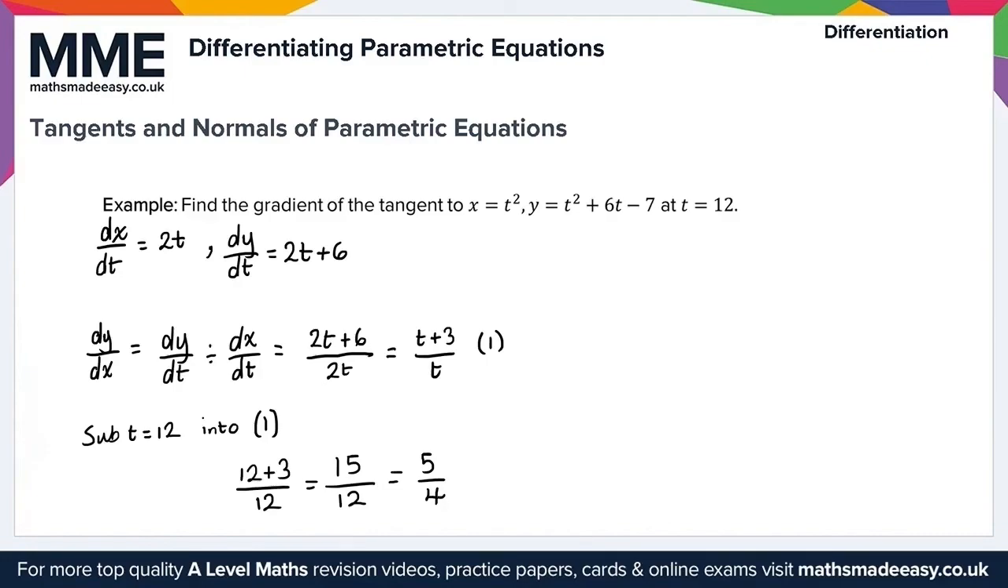So the gradient of the tangent to x equals t squared and y equals t squared plus 6t minus 7 at t equals 12 is simply 5 over 4. And that gives us the solution to our example. And that concludes this Maths Made Easy video on differentiating parametric equations.